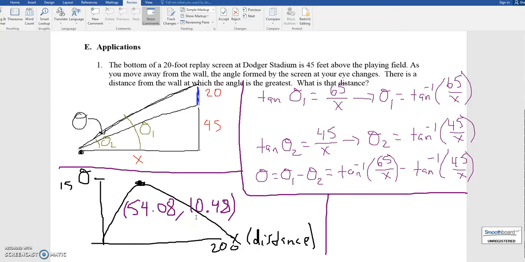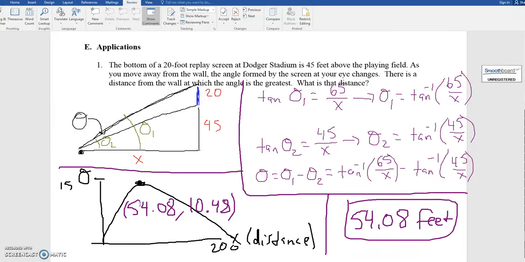Okay? So what is my answer then? I want to figure out the maximum. I want to figure out the distance that gets me the maximum angle. And my maximum angle is about 10.48 degrees, but it occurs at 54.08 feet. And that is my overall answer.